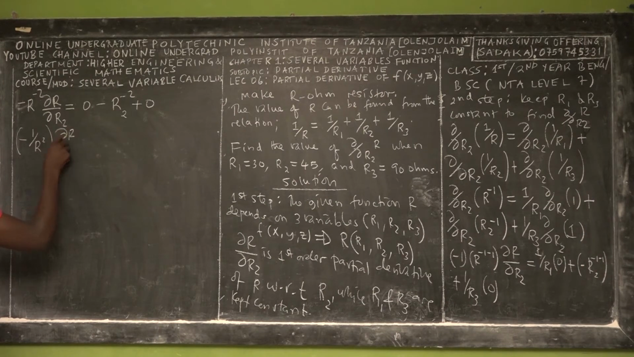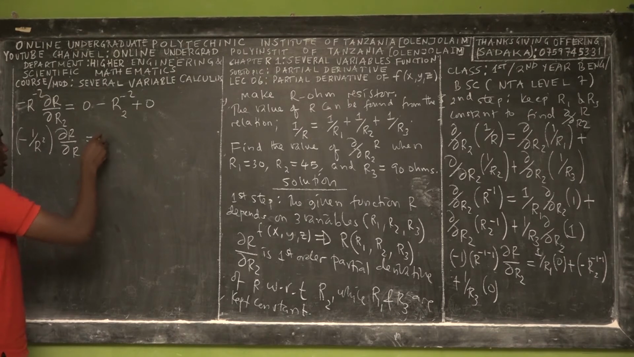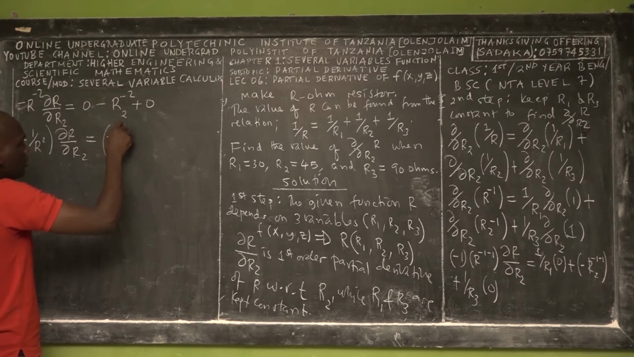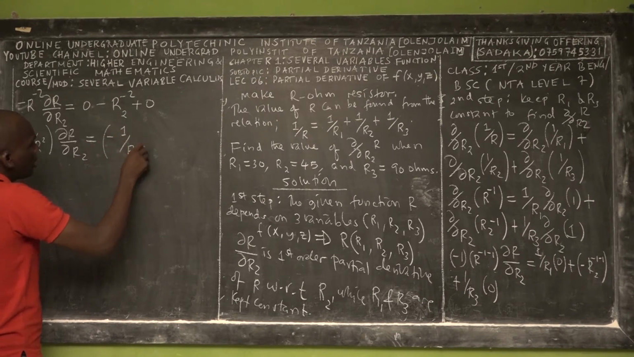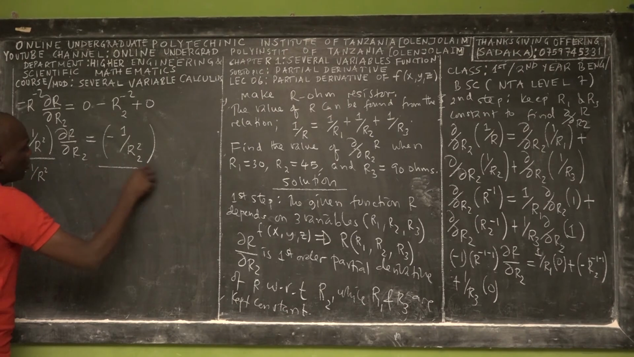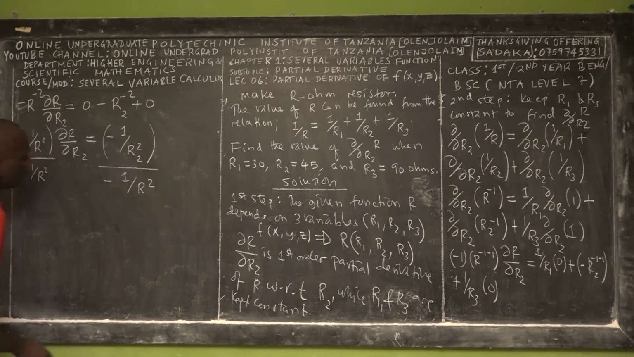Then the partial derivative of R with respect to R2. On this side also, we have negative 1 over R2 squared. So negative and negative will cancel. If you divide by negative 1 over R squared, remember that this is R2, ladies and gentlemen, negative 1 over R squared, on this side divide by negative 1 over R squared.